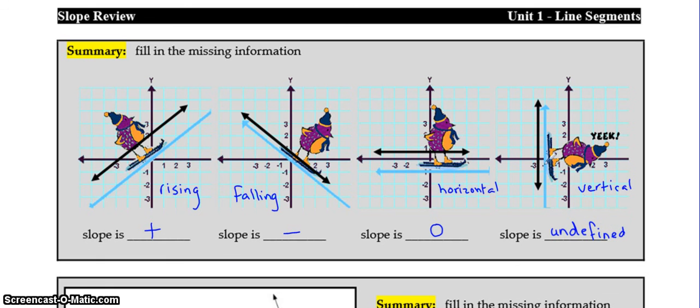In this case, if the line is vertical, it means there is no way that you can calculate the run. You can calculate the rise, but you can't calculate the run, which would make the run 0, and since that's on the denominator of the fraction, you can't divide by 0.